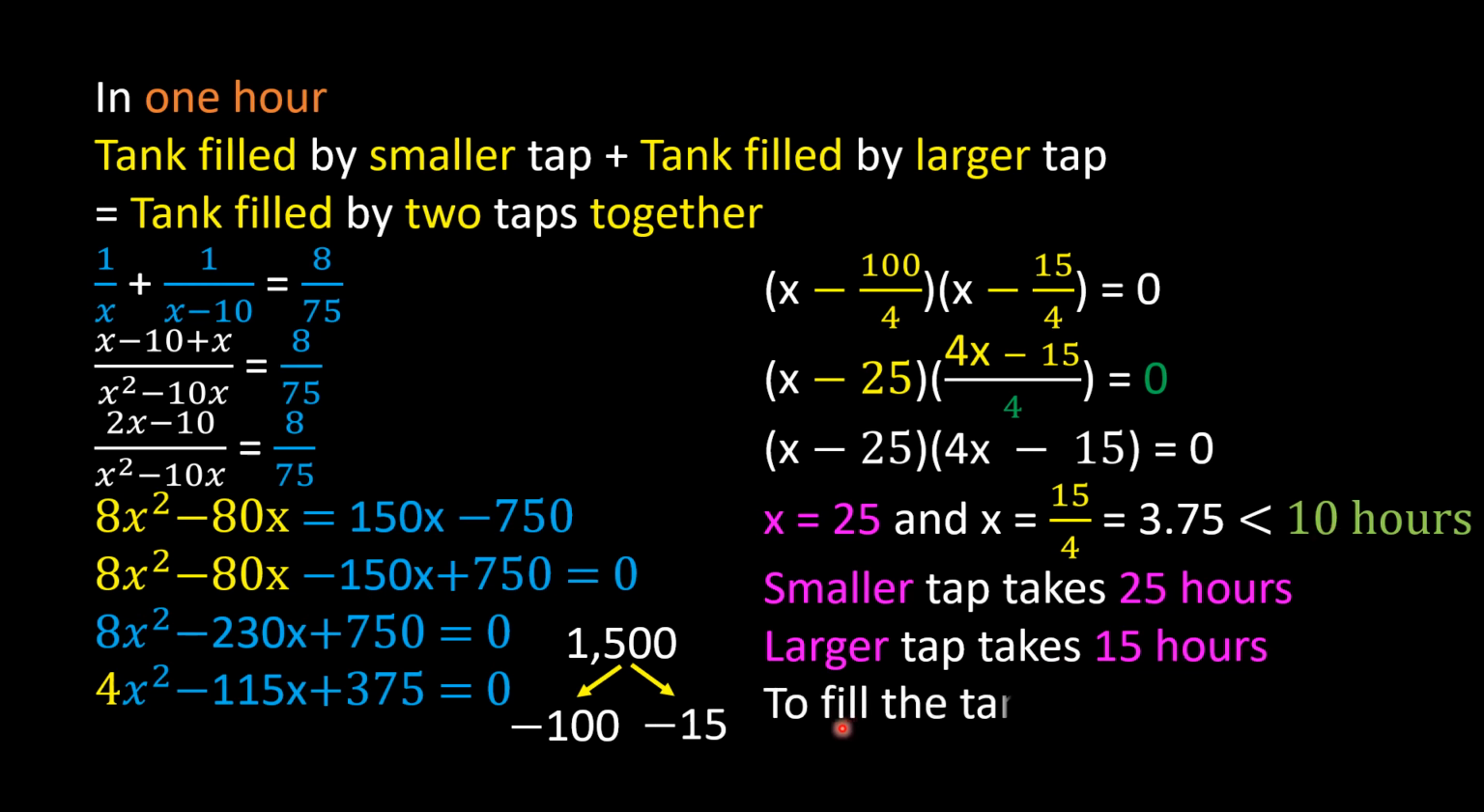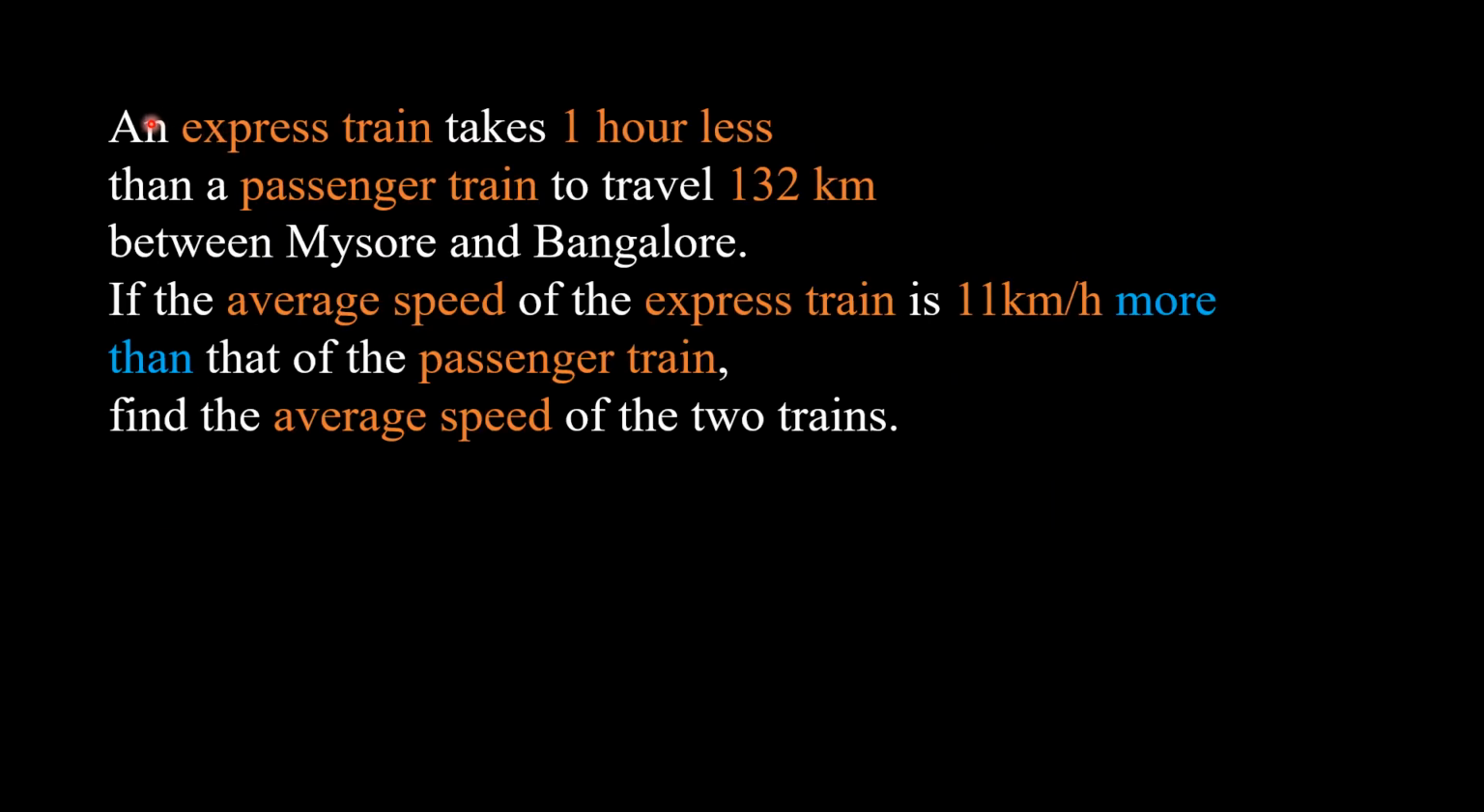An express train takes 1 hour less than a passenger train to travel 132 kilometers between Mysore and Bangalore. If the average speed of the express train is 11 kilometers per hour more than that of the passenger train, find the average speed of the two trains. We are asked to find the average speed of the two trains. Here we observe that the passenger train is a slower train, whereas the express train is a faster one.